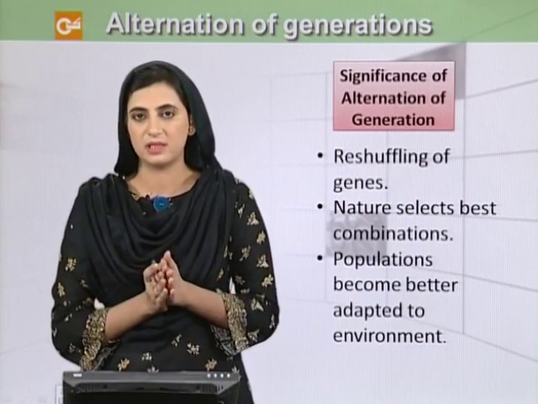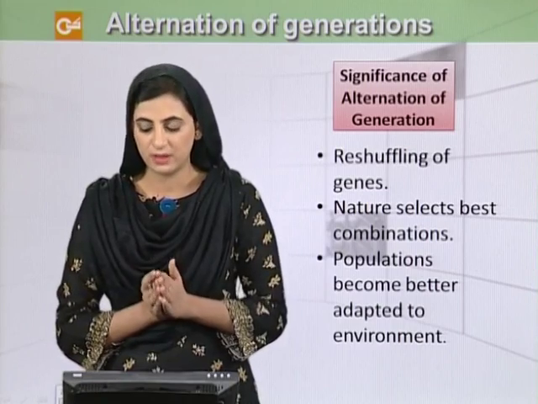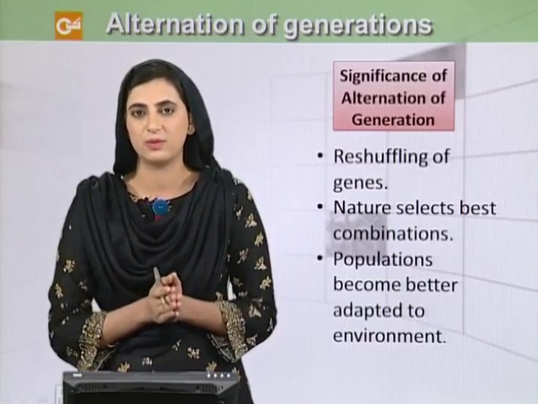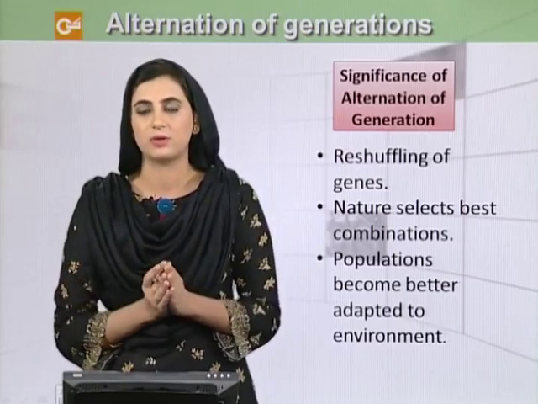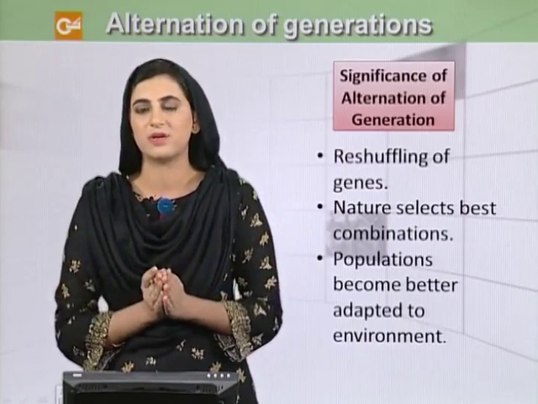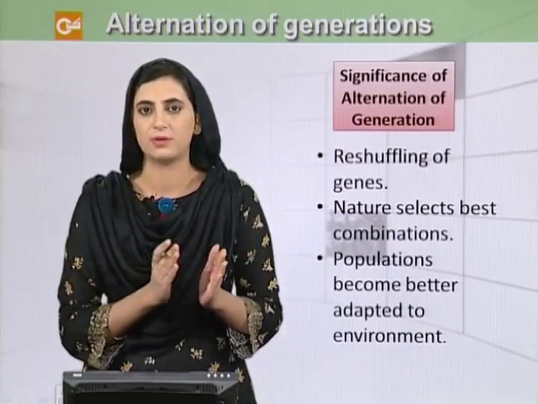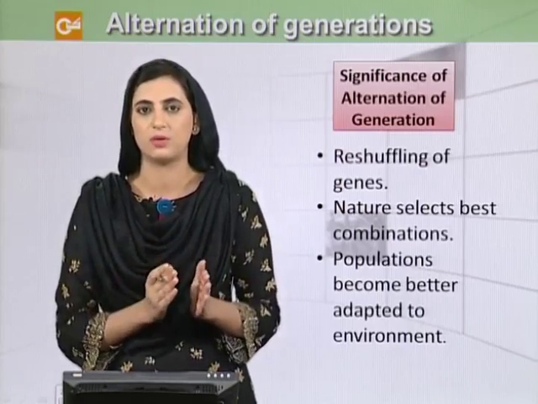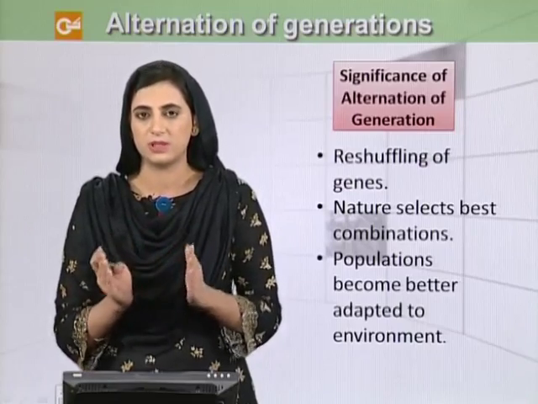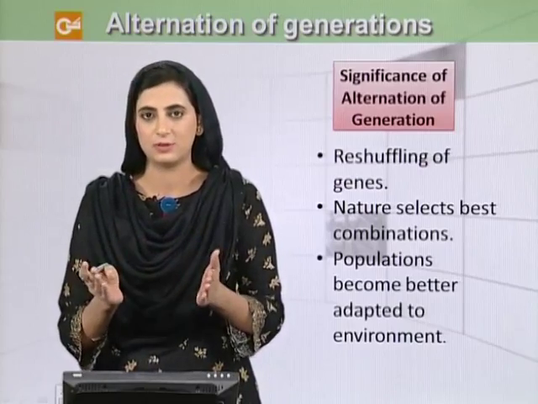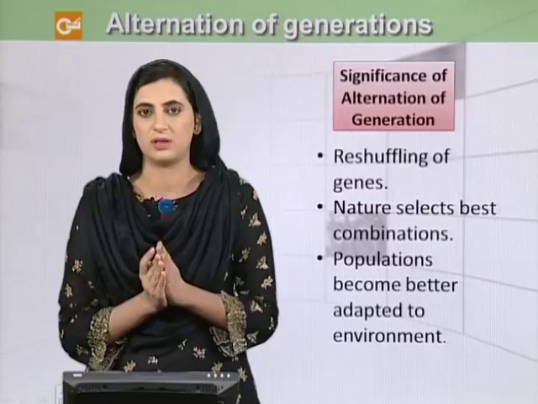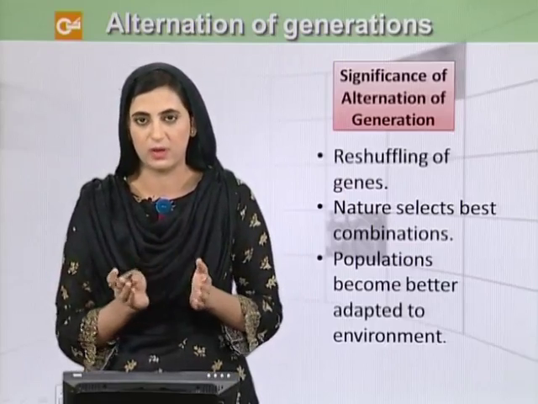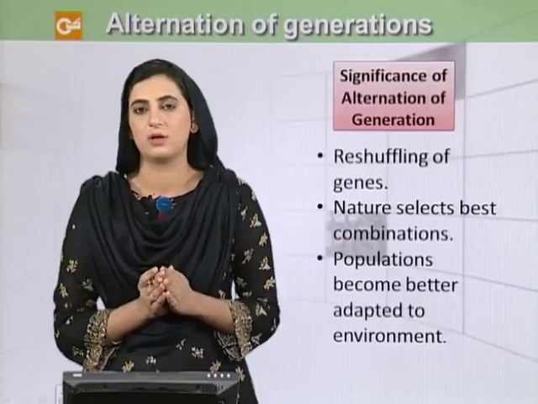So this process is very significant in terms of genetic reshuffling, and nature selects the best combination of genes. For example, if some genetic recombination has produced a vigorous and healthy plant, then obviously it will survive better in the environment as compared to a combination that produces a plant that is less vigorous, whose growth is not good, or that is prone to disease. So in this way better combinations are selected in the environment, chosen, and then their population increases, and in the long term we will observe that the population becomes better adapted to the environment because of the best combination of genes they have.